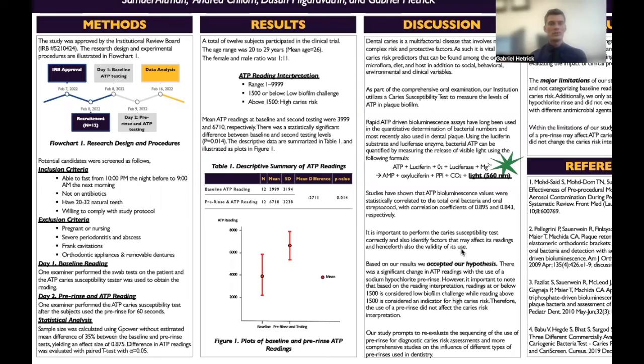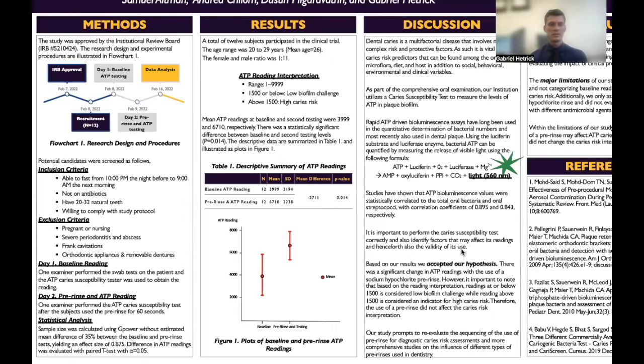We had a total of 12 subjects that participated in our clinical trial. The age range was 20 to 29 years old with a mean age of 26. The ATP reading interpretation is as follows: the range is between 1 and 9,999. 1,500 or below is considered a low caries risk, whereas anything above 1,500 is considered a high caries risk.